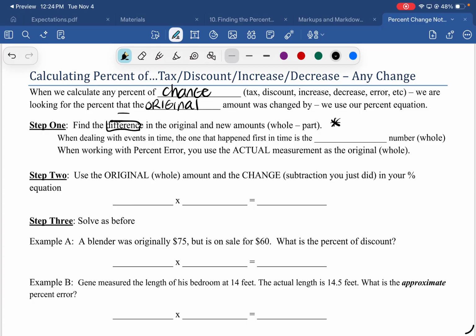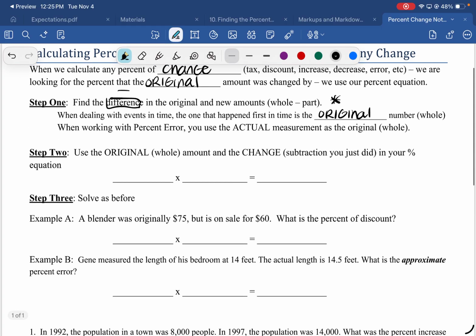So basically, you're going to subtract the original and the new amounts, okay? The whole number was the original, and then you're going to subtract the new number. When dealing with events in time, the one that happened first in time is the original number. So think of your percent equation: whole times percent equals partial, or part. Your original number is the one that's going in that first blank. When working with percent error, you use the actual measurement as the original. So that first blank is going to be your actual.